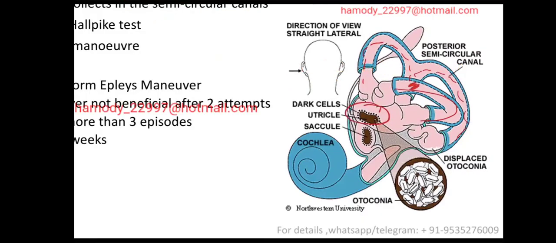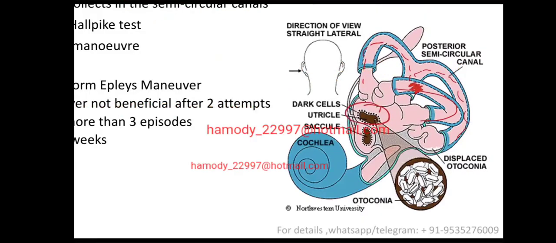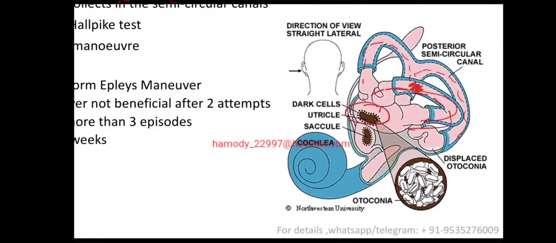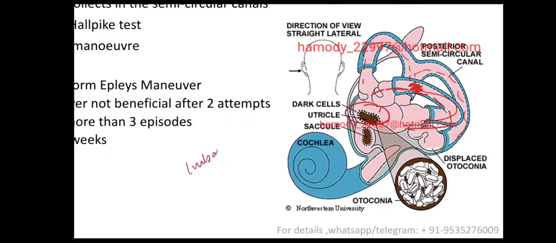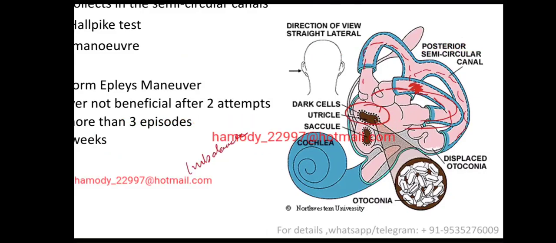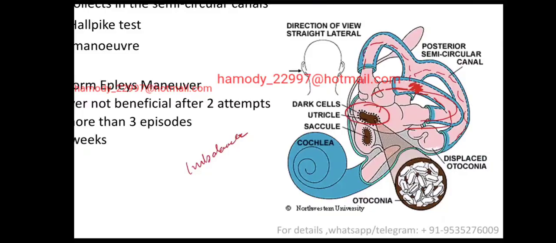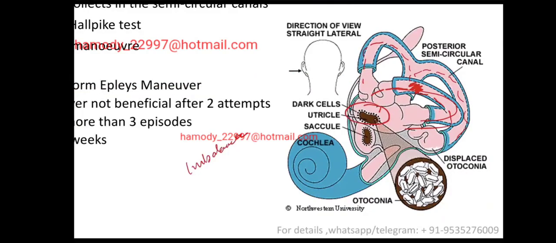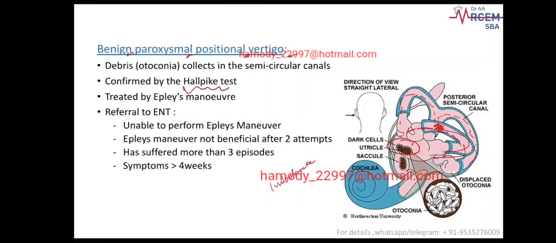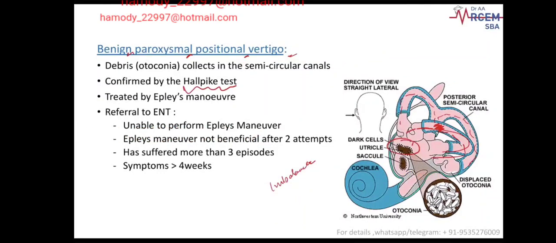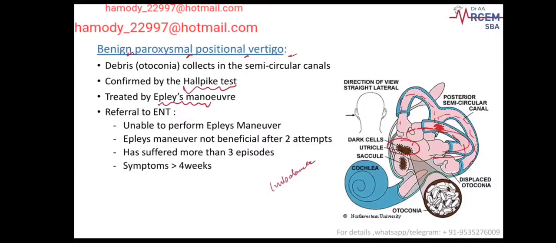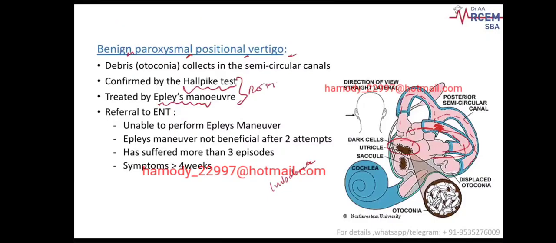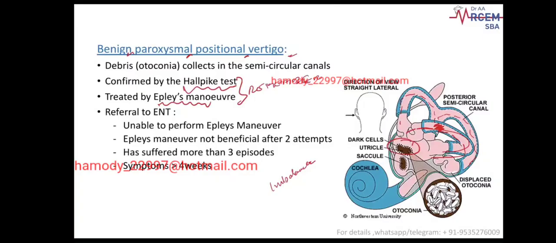Whenever the debris gets deposited here, the fluid present in the semicircular canals cannot flow appropriately. If the fluid cannot flow appropriately, it causes imbalance. Whenever there is an imbalance, you get that spinning sensation and can end up having nausea and vomiting. To make a diagnosis, we do a test known as the Hallpike test. To treat, we do a maneuver known as Epley's maneuver. Just remember the names, that is sufficient. It is not important to remember how to do it. That is more tested in the OSCE exam.